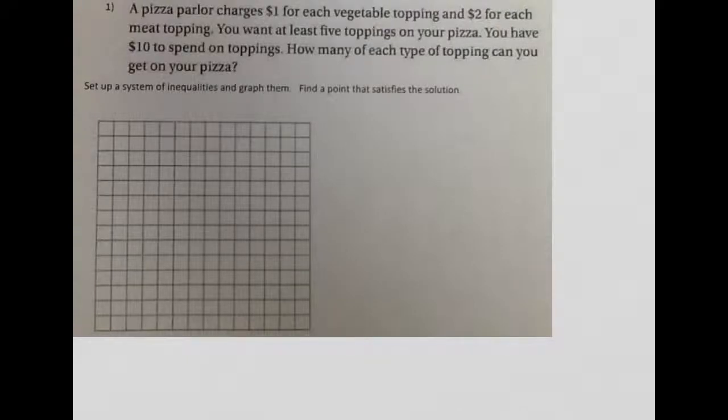Starting our first problem, a word problem on systems of inequalities. It says a pizza parlor charges $1 for each vegetable topping, and $2 for each meat topping. You want at least 5 toppings on your pizza. You have $10 to spend on your toppings. How many of each type of topping can you get on your pizza?